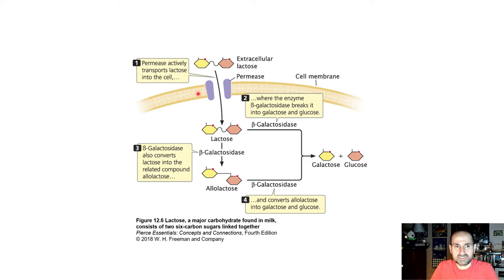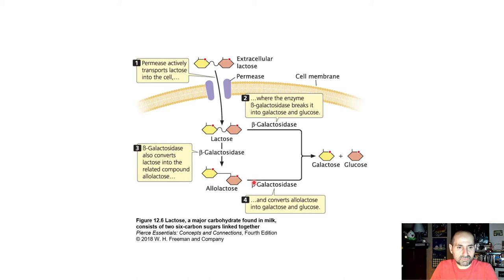So here is a cell membrane. You've got your cell membrane, the E. coli cell membrane. Remember permease, which was lacY? Permease is the active transporter, which actively transports the disaccharide lactose into the cell. Lactose is then digested. Its glycosidic bond is broken by the enzyme beta-galactosidase. And that breaks the lactose into glucose and galactose monosaccharides, which are then used for energy in the cell.